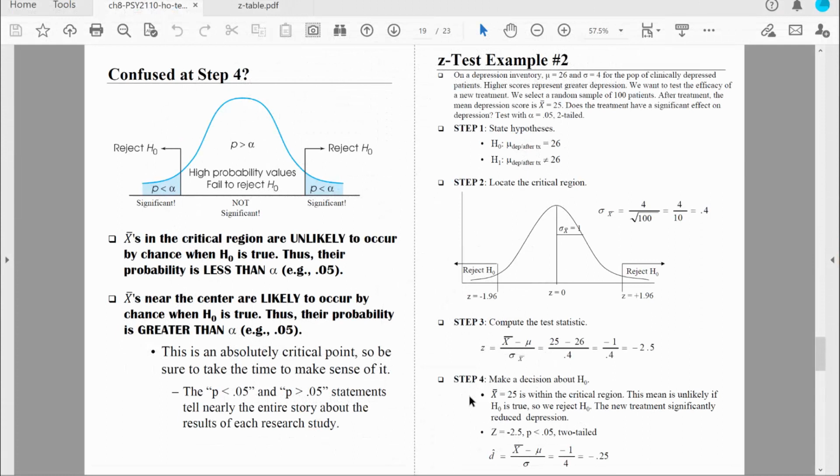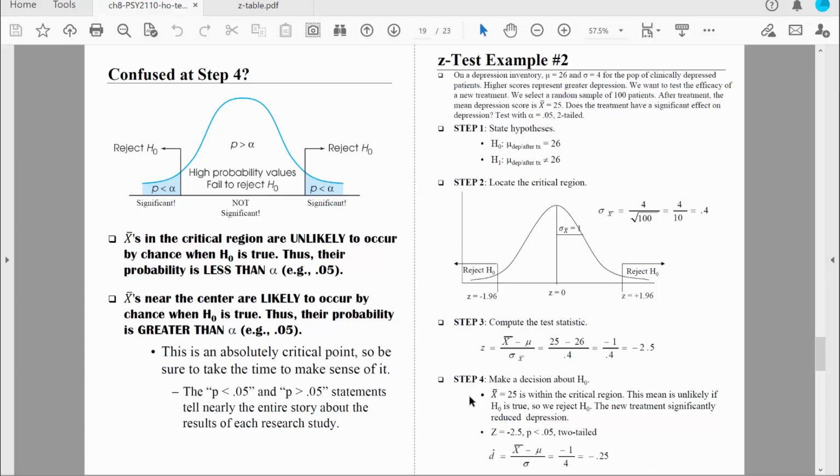At step 4, we more formally write up our results. And there are really 4 things that we need to accomplish. We need to say what we're going to do with the null hypothesis. Are we going to reject it or fail to reject it? We need to interpret our results in everyday language. We need to show how our results would be summarized in a journal article. And we also need to compute the appropriate measurement of effect size, which in this case is Cohen's d.